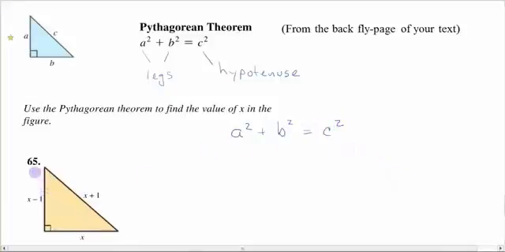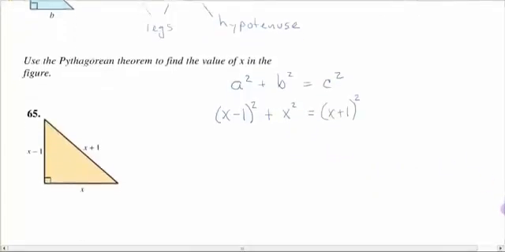A is the length of one of the legs, so it's x minus 1. But I have to square it. If I want to square that entire x minus 1, I'm going to need to put that in parentheses. Plus b squared, let's call this b, that's an x squared, equals c squared, the c is the hypotenuse, so we'll put x plus 1, and again, if I want to square that entire length, I need to put parentheses there. So we have set it up, now we just need to solve this.